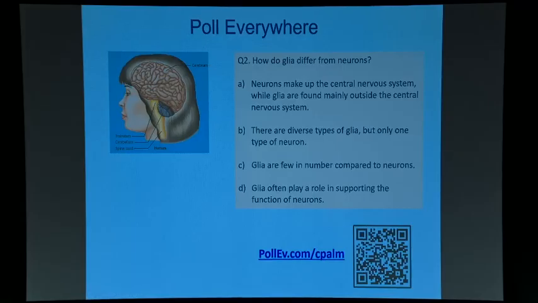There are diverse types of glia, but we've also seen in this lecture that we can define different types of neurons as well. So that's why B isn't correct. Sensory neurons and motor neurons, for example. And I mentioned as an aside that glia are also quite numerous in our brain. If they're playing a role in supporting the function of neurons, it's likely that they'll be quite prevalent across our brain and our body.